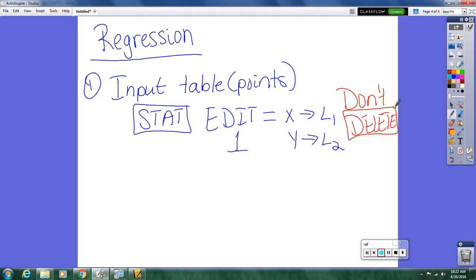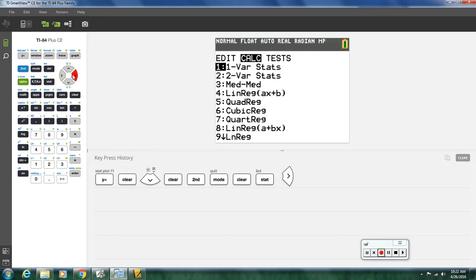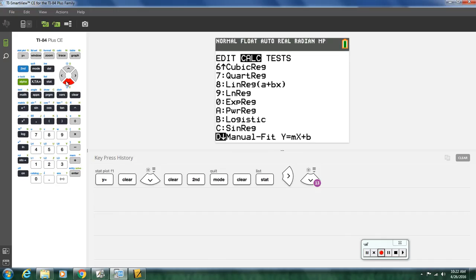Alright, so you're going to put them in the table. Second thing, you're going to choose the regression. And you might have to do all 3. You don't know. So on that calculator, when we go to stat calc, the ones you're going to be working with are number 4, the linear regression, number 5, the quadratic regression, and 0, the exponential regression. So 4, 5, and 0.